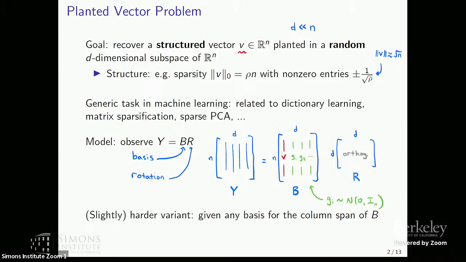A slightly harder variant: I could just give you some arbitrary basis for the column span of V instead of this particular random-looking one. It turns out to not really make a difference. With a bunch of technical work, whenever we're able to solve this one, we can also solve the slightly harder version. And so I won't really get into the difference.